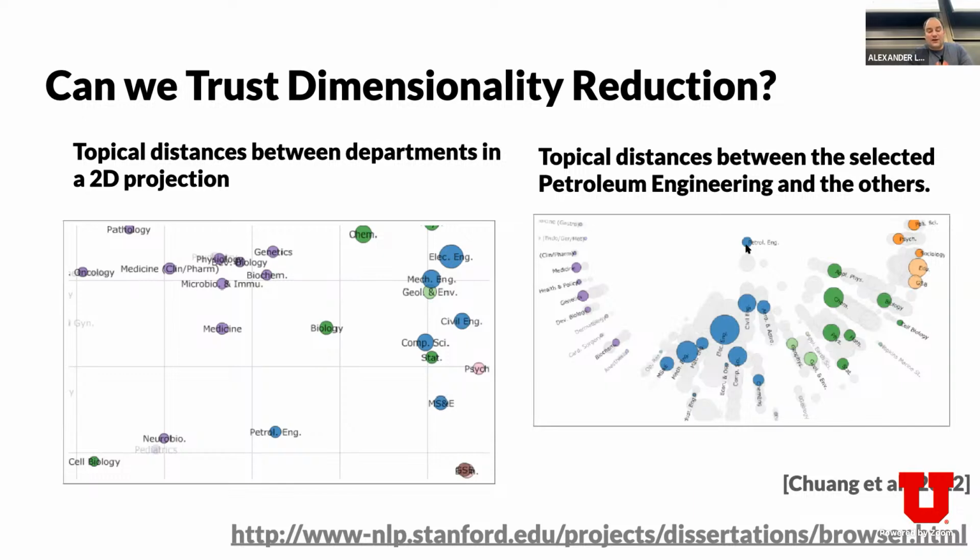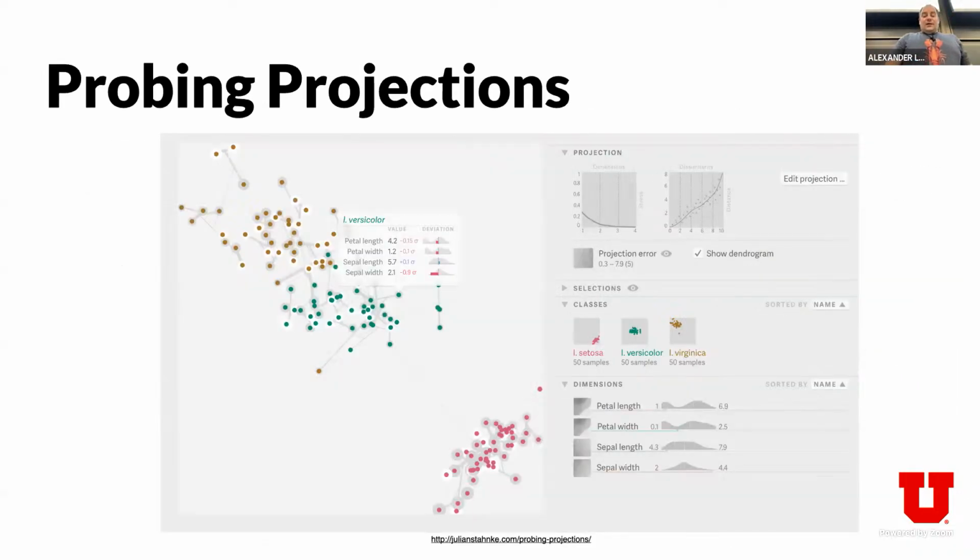And what we can see now is that petroleum engineering is actually quite similar to civil engineering, and neurobiology, which is over here, is actually completely dissimilar. What we can learn from this is that what we saw here, this distance that seemed to be the smallest, is really just an artifact of the algorithm. It's not something that is actually in the data. And that's the thing that we always have to be careful about.